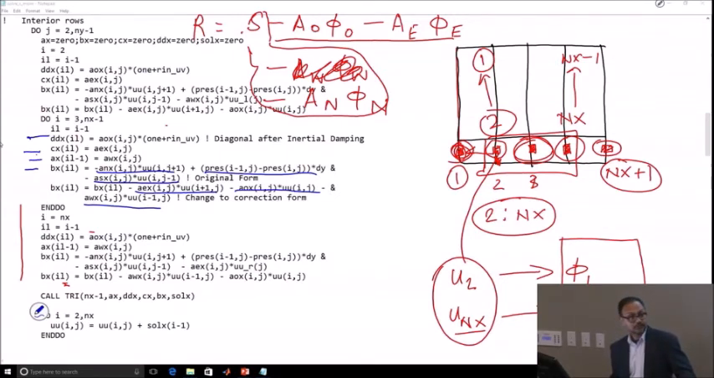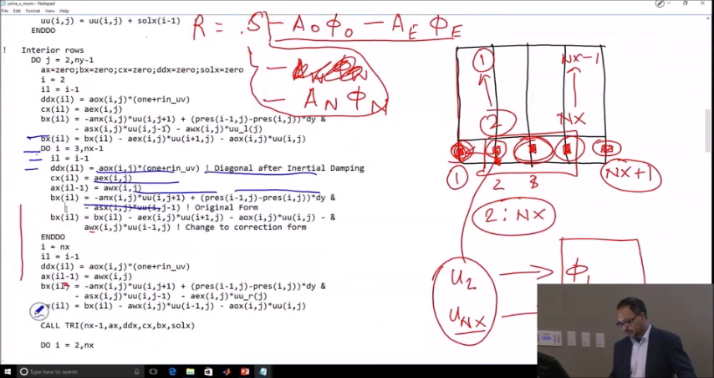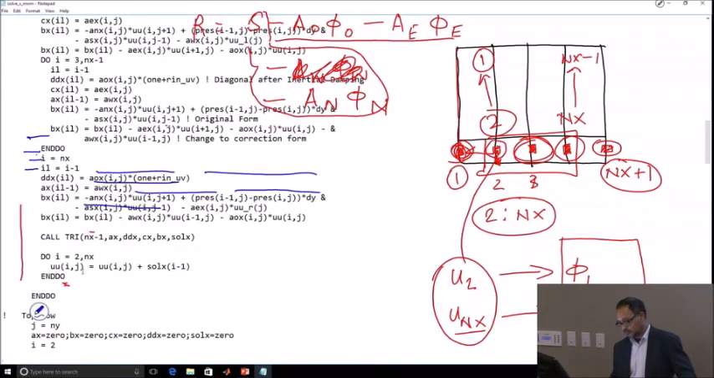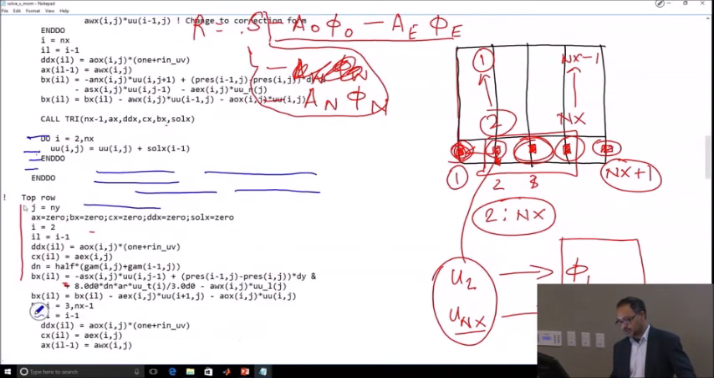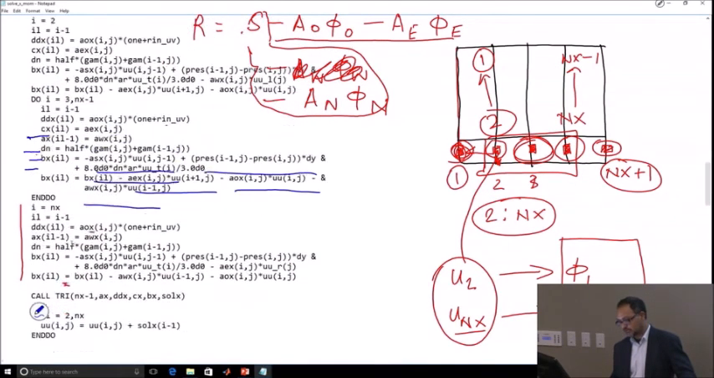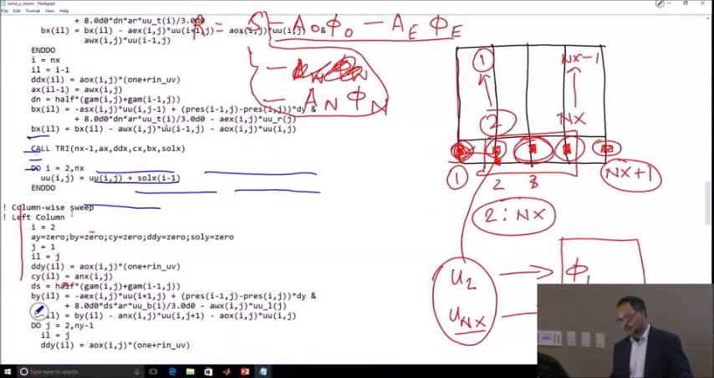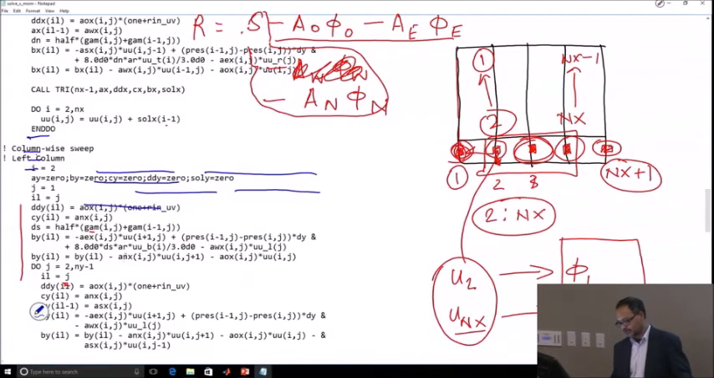Okay? So this is your ADI sweep, and then we go to top row, same idea, and then we start with the column-wise sweep. Okay? You can figure this out for yourself. It's the same equations, just written differently. So that's your solution of the momentum equations.